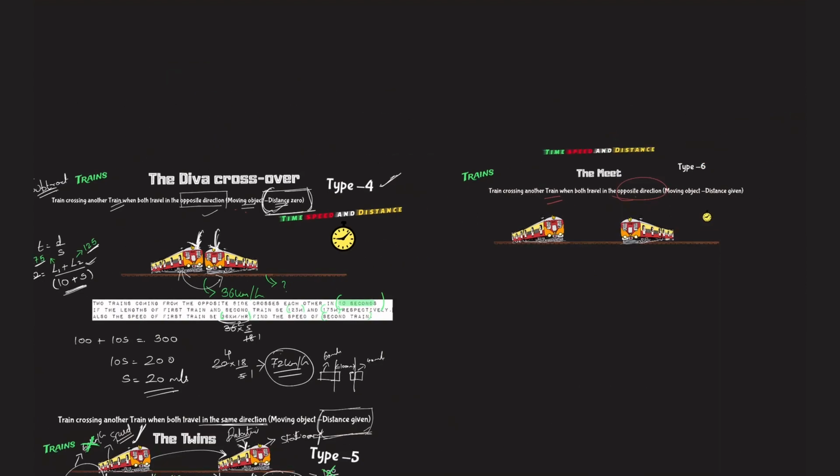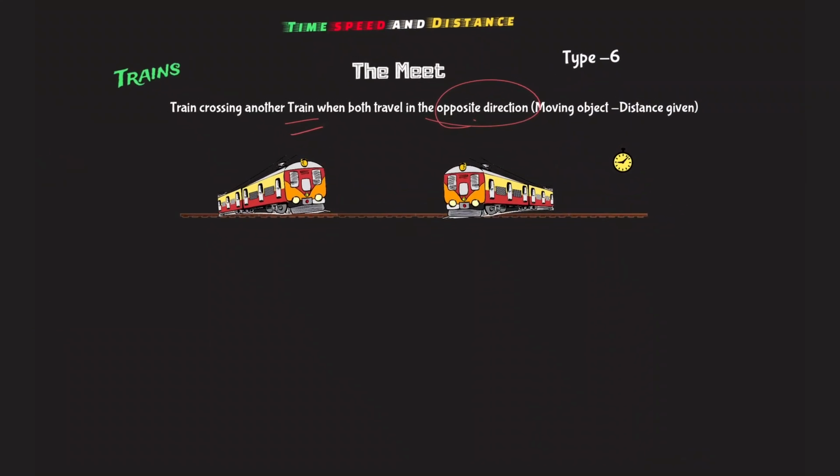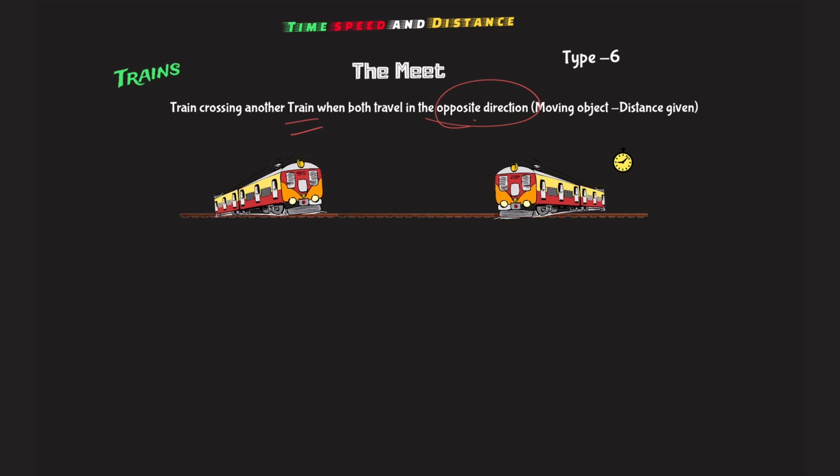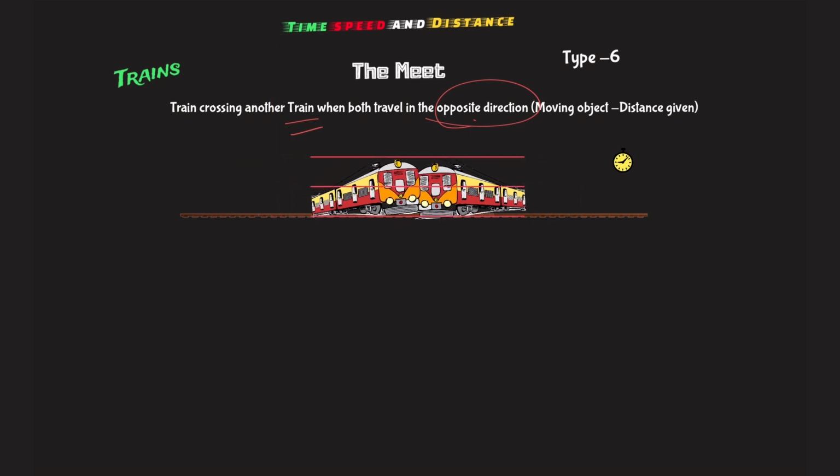How is type 6 different? Type 6 is saying, I am giving you the distance between the two trains. So this is one train, this is another train. The distance between them is given. When will this train meet this train? That's it. Stop here. When will this train meet this train?